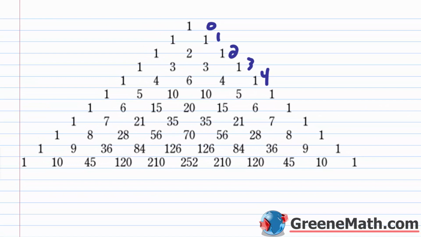Now again, if you wanted to use this row here, row 5, that's fine. You have 1, 5, 10, 10, 5, and 1. Again, what we just saw.